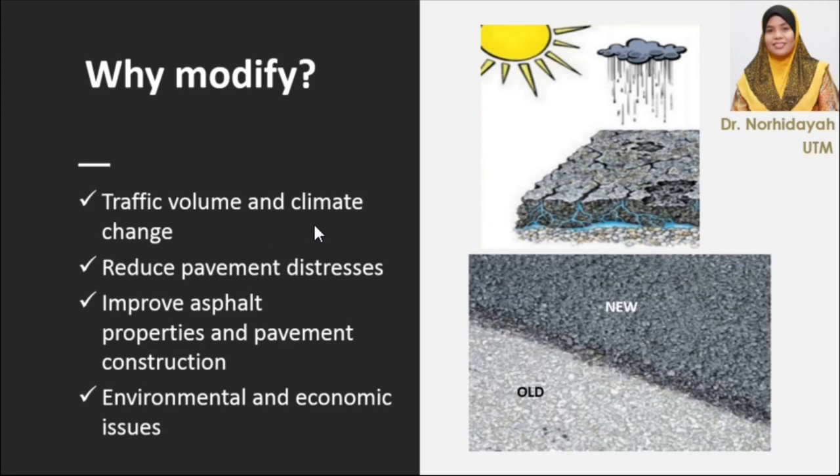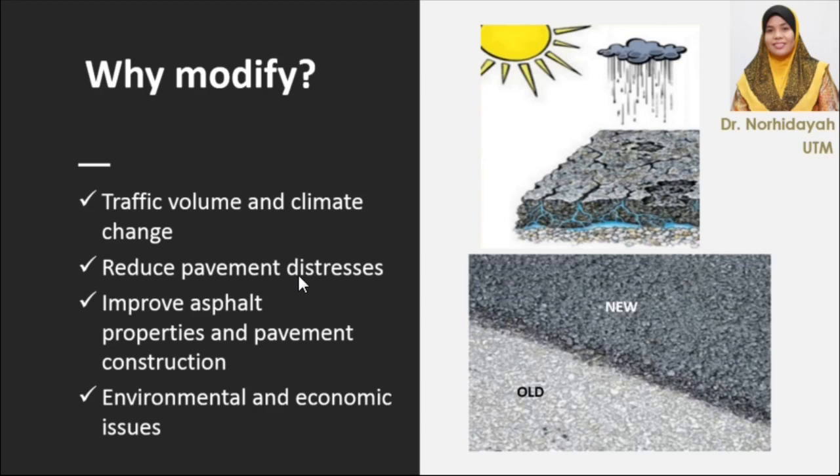And with the climatic changes, we have a main concern over the increase in the temperature of the asphalt pavement, which affects the selection of asphalt binder. Next is to reduce the amount and severity of pavement distress, where there are two major concerns, which are permanent deformation and cracking problems. This can be easily observed on the road surface nowadays.